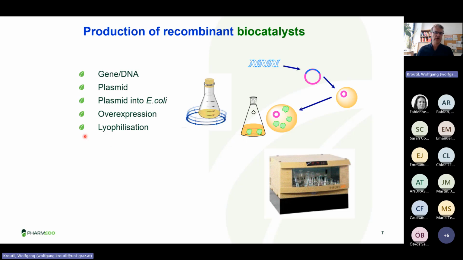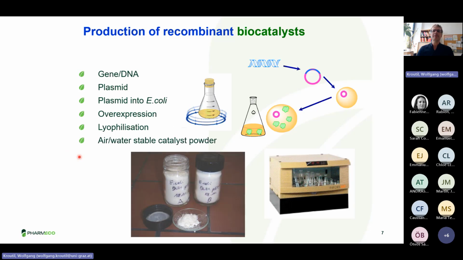So it's just to filter off. And we then freeze dry the enzyme, or the cells actually, and have then in general an air and water stable catalyst powder, which is either the whole cells with the enzyme, or we break the cells and remove the cell wall and freeze dry then the cell-free extract.